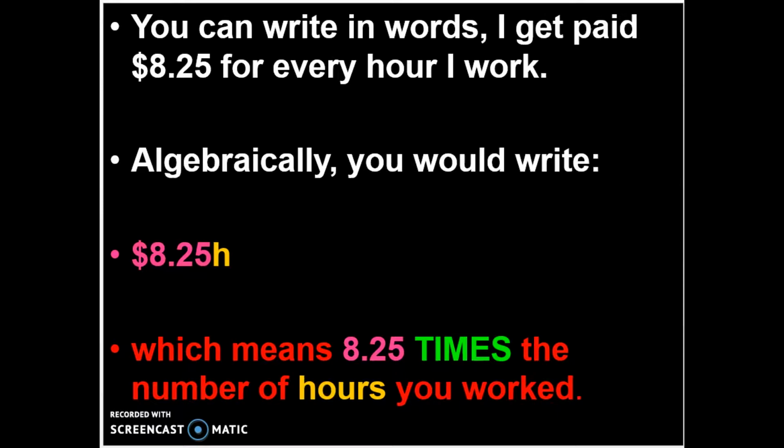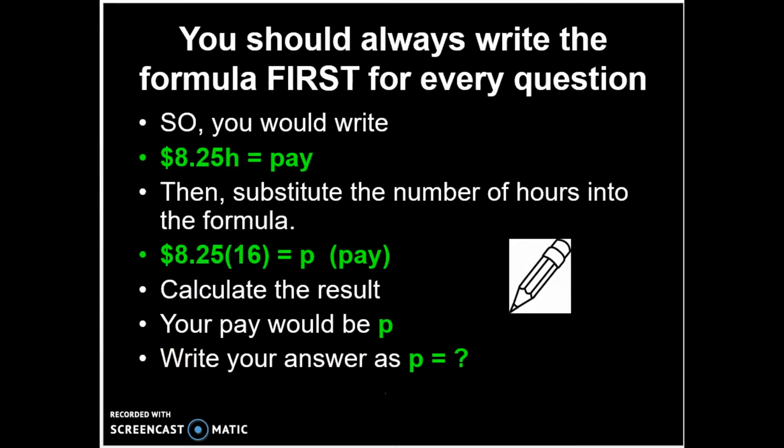Algebraically, you would write $8.25 H, which means 8.25 times the number of hours that you worked. When a whole number or decimal stands beside a letter, that's always a multiplication operation. You should always write the formula first for every question.